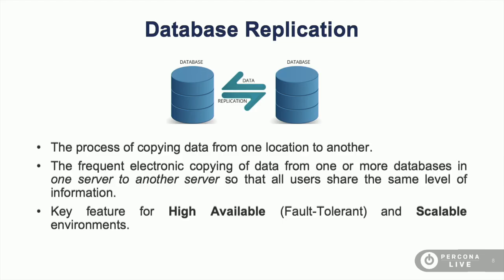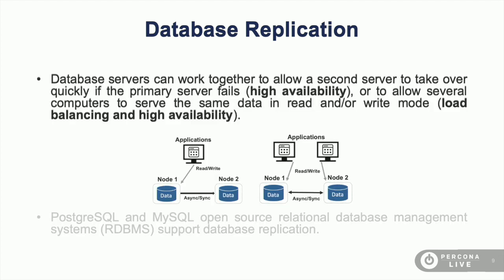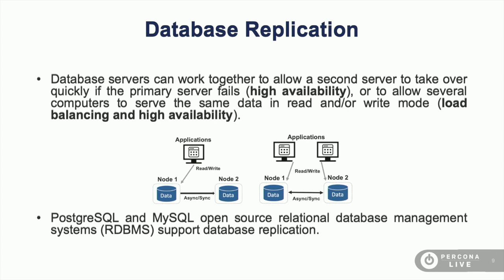What is database replication? Database replication is the process of copying data from one location to another electronically. It is the frequent copy of data from one or more databases in one or more database servers to one or more database servers. Why is database replication so important? Because it allows redundancy and allows highly available and scalable architectures for databases. And PostgreSQL and MySQL, both open source relational database management systems, support database replication.